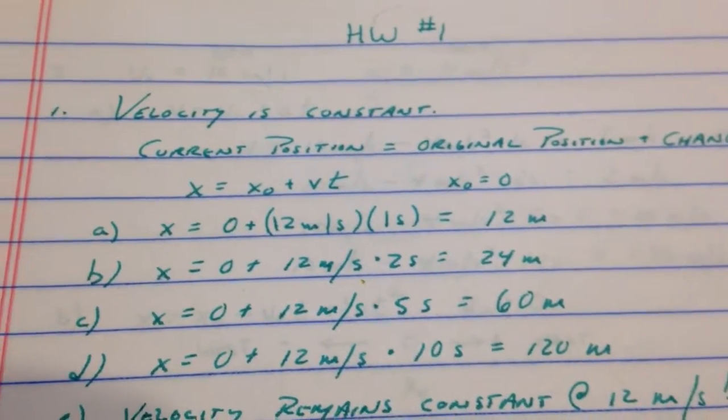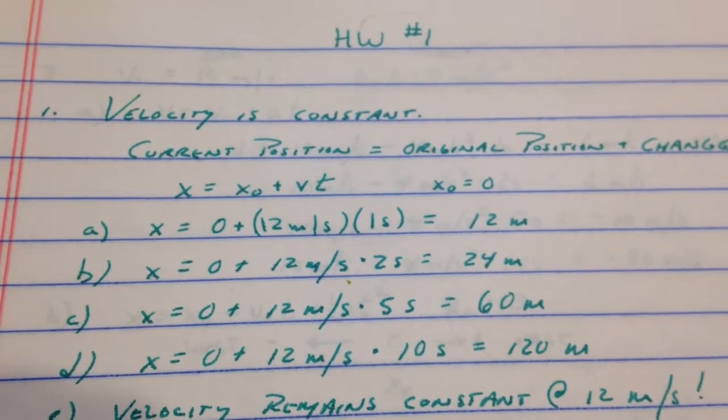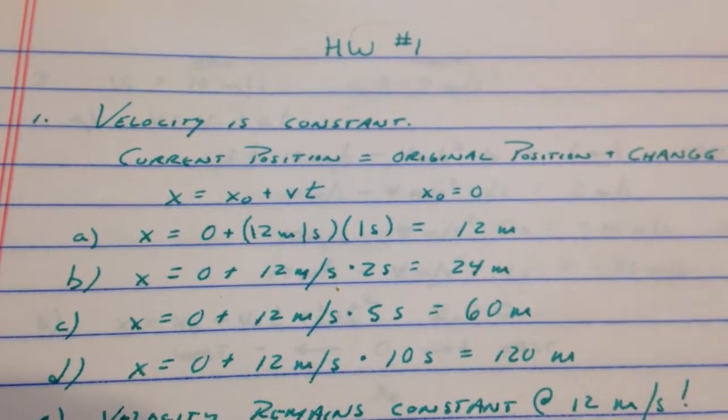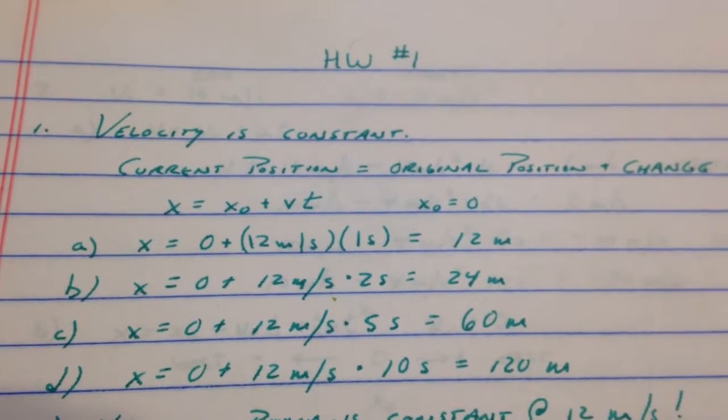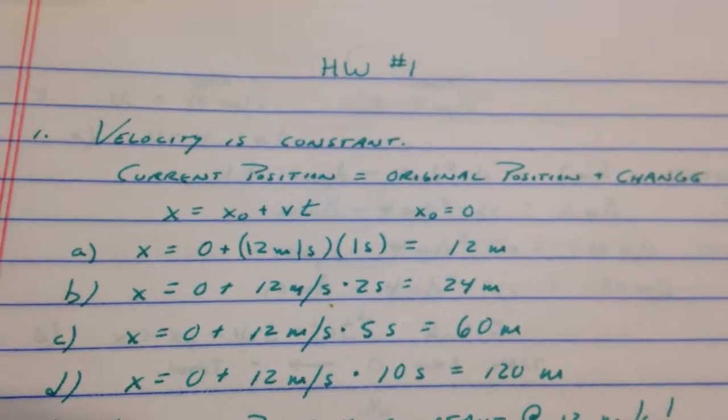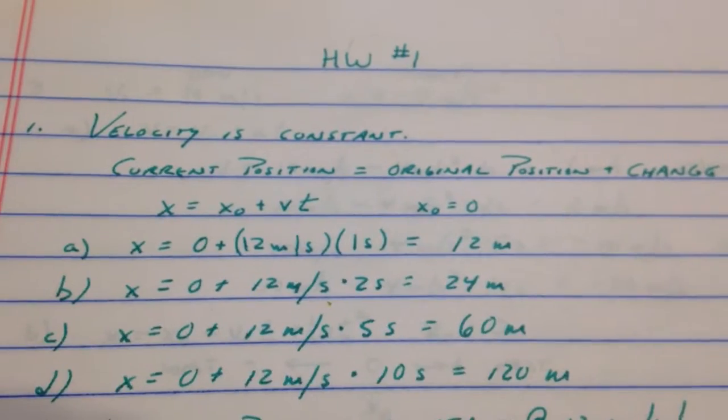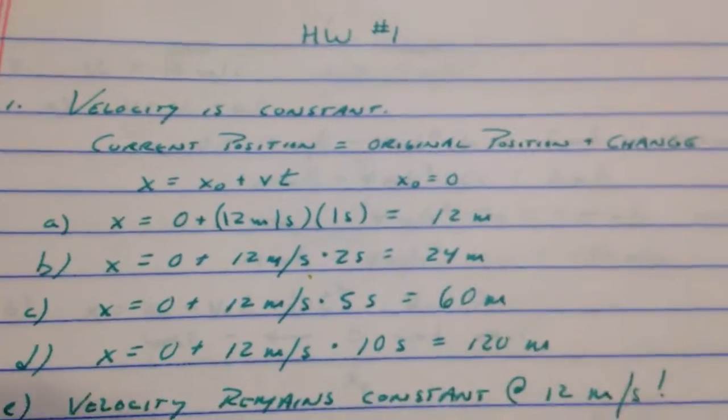Anyhow, problem number 1, a car starts from rest and heads east at a constant 12 meters per second. That's a velocity, by the way. How far has it gone after 1 second, 2 seconds, 5 seconds, and 10 seconds? And finally, how fast is it going at 10 seconds?